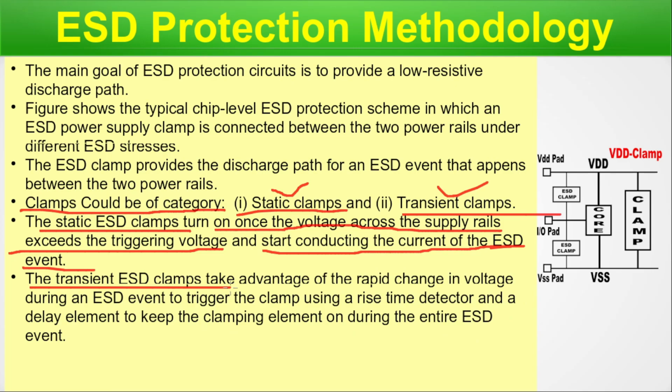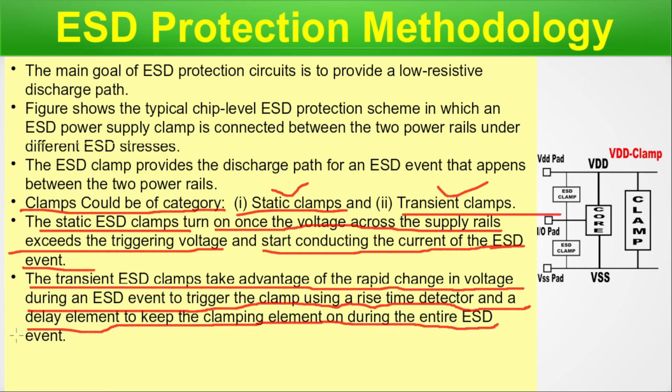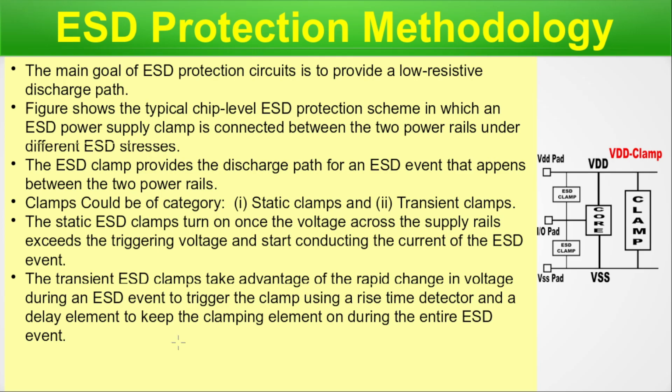The transient ESD clamp takes advantage of the rapid change in the voltage during an ESD event to trigger the clamp, using a rise time detector and a delay element to keep the clamping element on during the entire ESD event which is happening. So the static clamp acts in a different way and the transient clamp acts in a different way. Transient clamps act during a circuit operation and the static one acts based on the power rails, the voltages in the power rails.